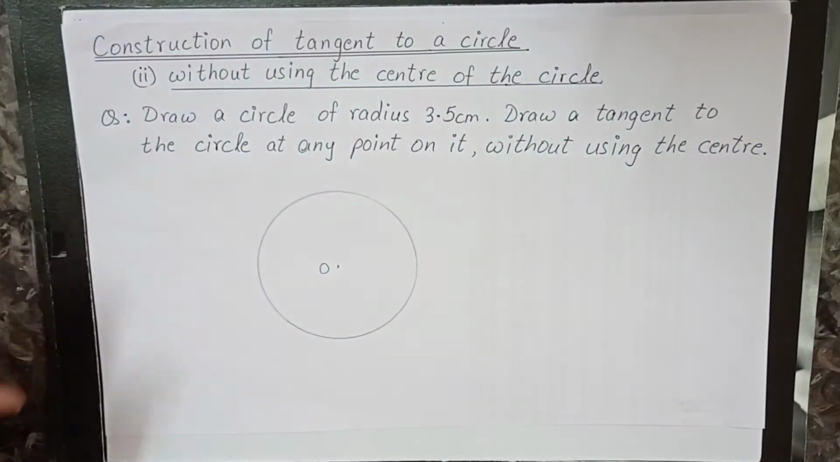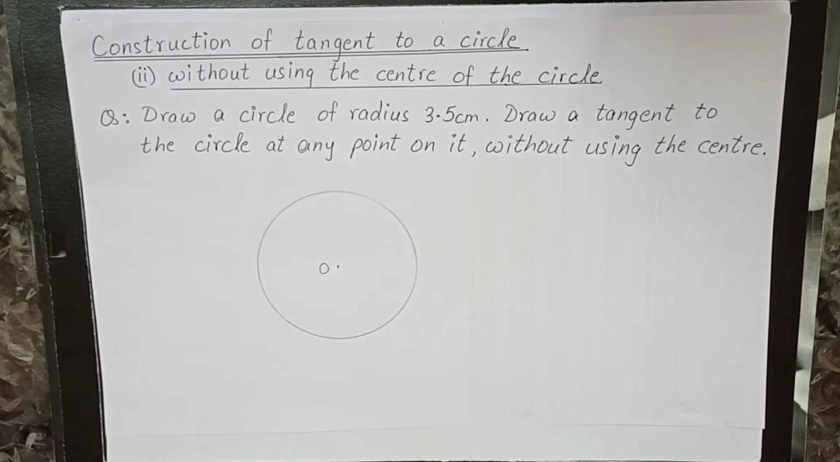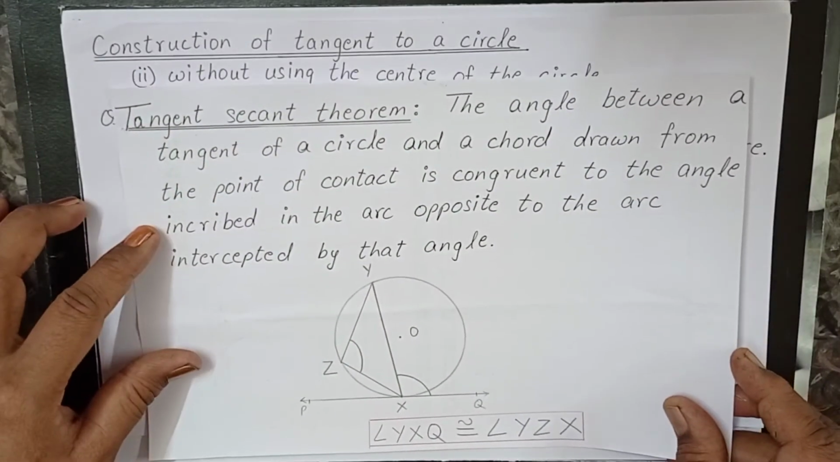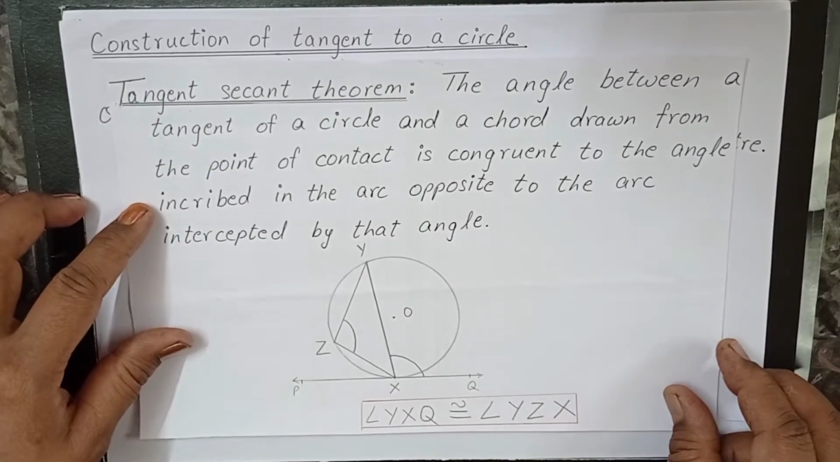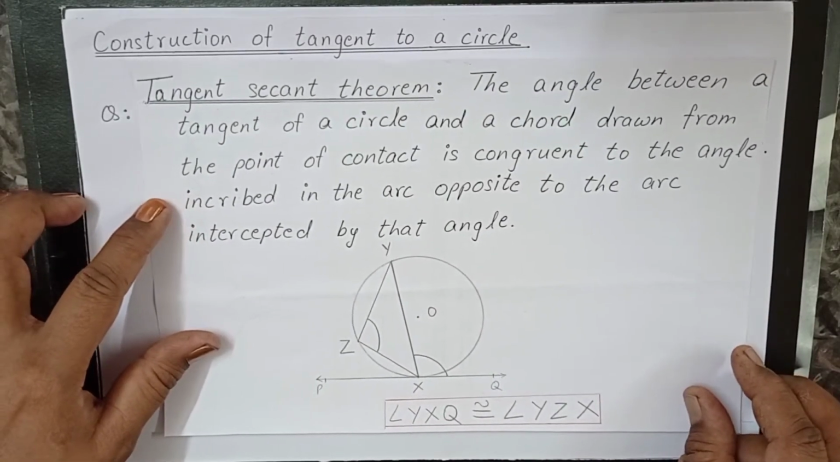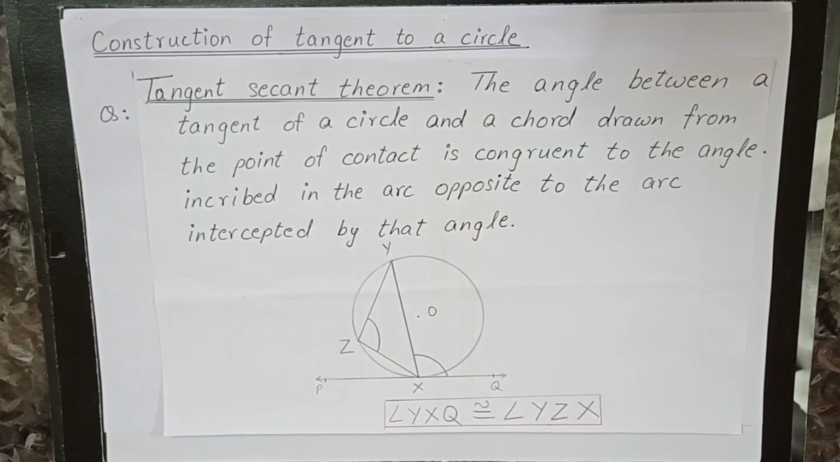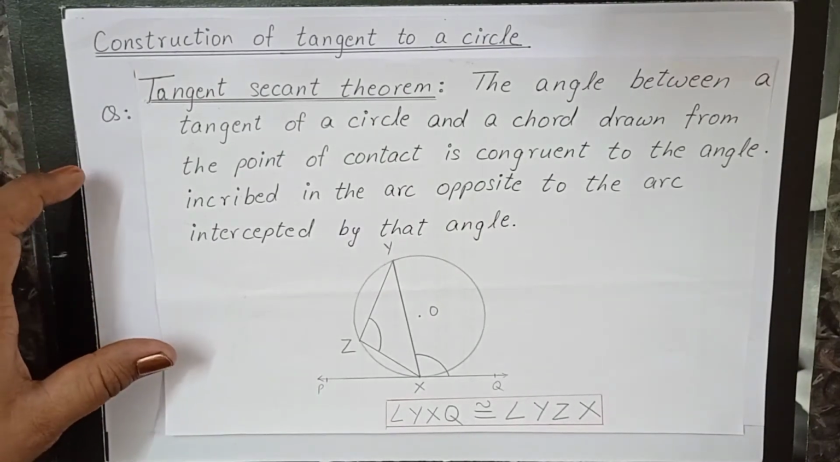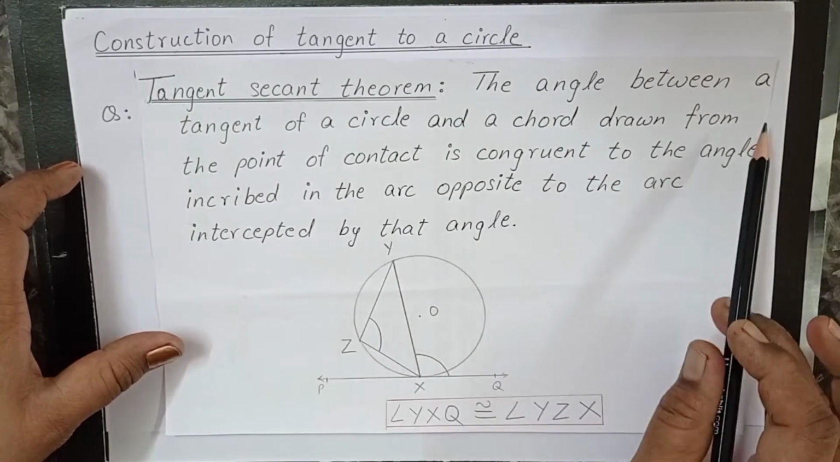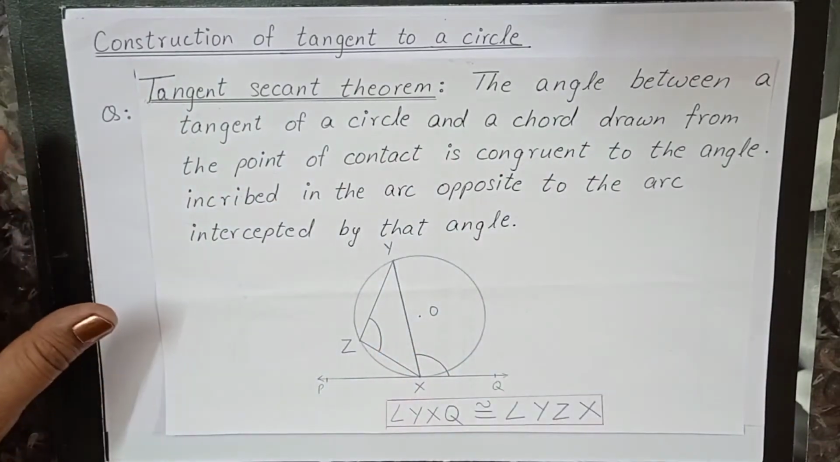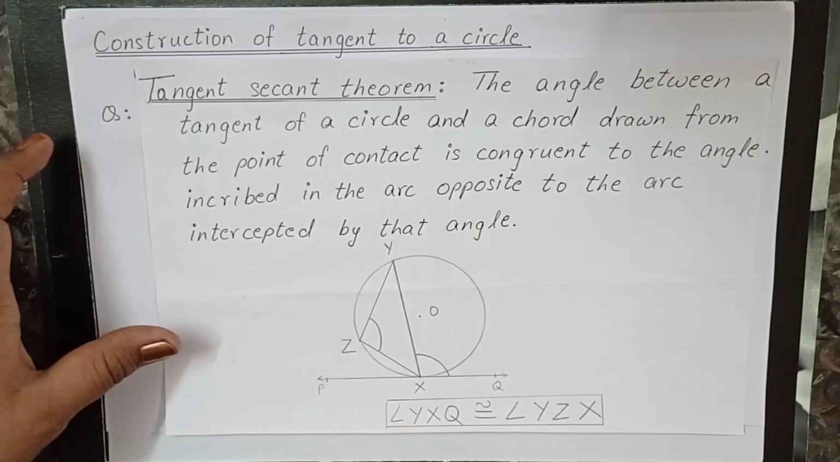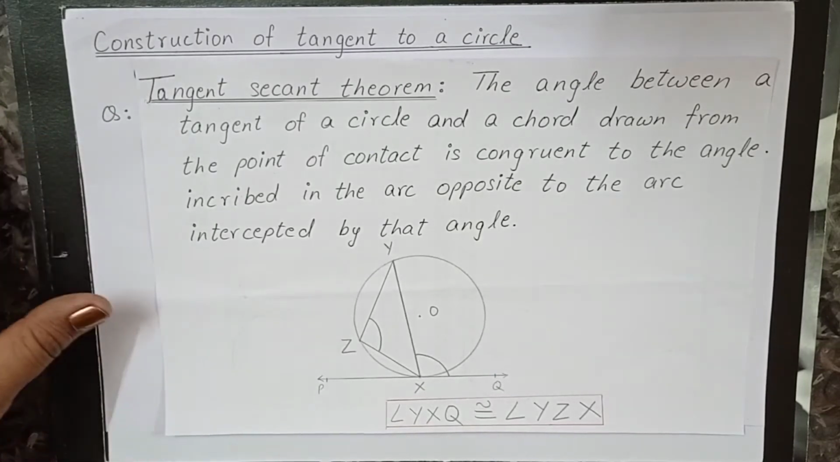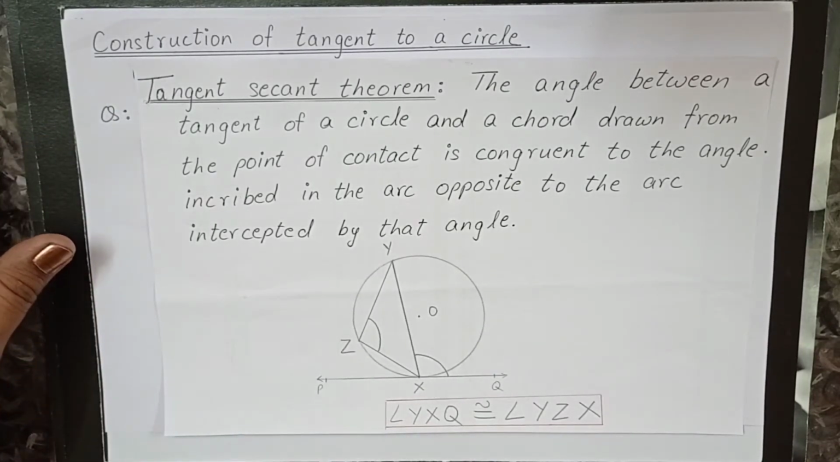Now, without using the center means you have to use this concept, the tangent secant theorem. This concept you have to use. The tangent secant theorem says that the angle between a tangent of a circle and a chord drawn from the point of contact is congruent to the angle inscribed in the arc opposite to the arc intercepted by that angle.